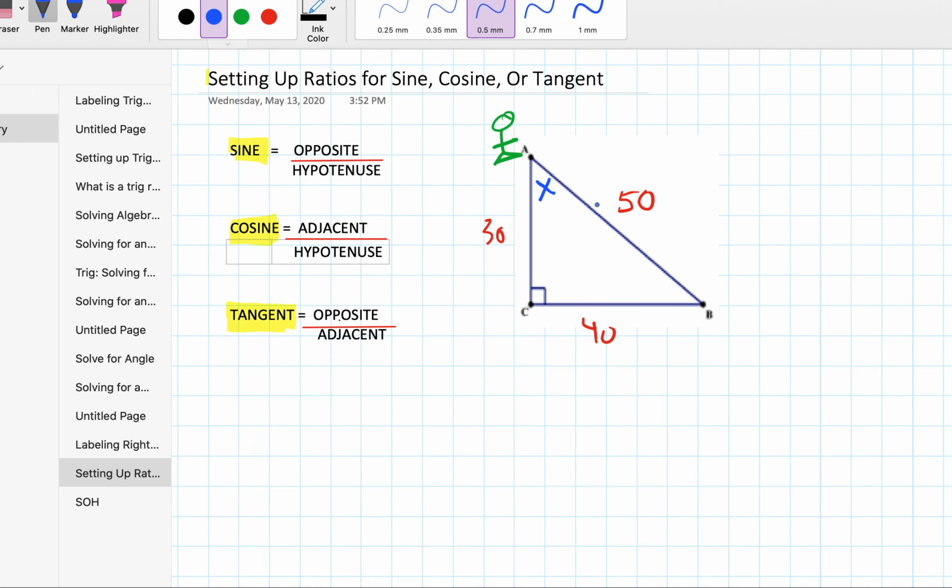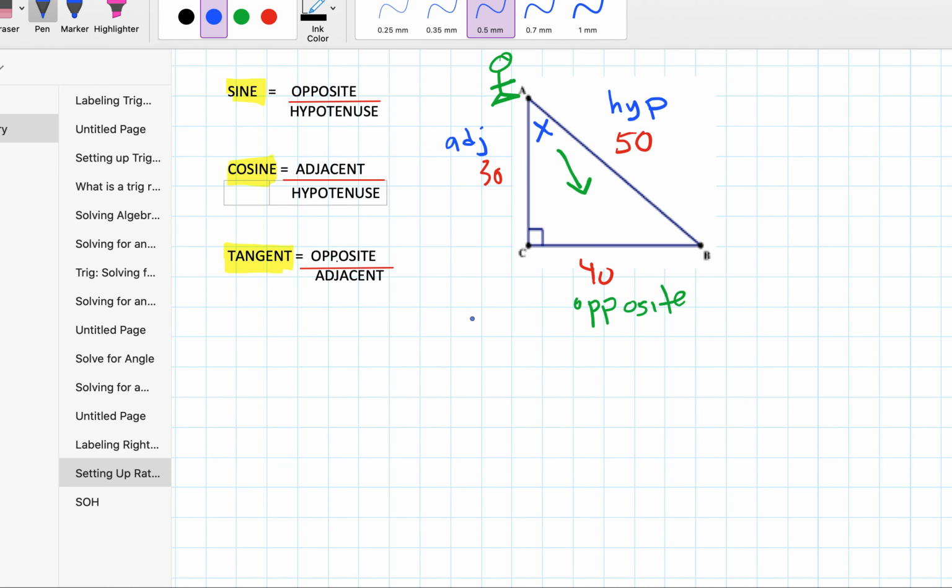So the first thing I recommended labeling was your hypotenuse because your hypotenuse never changes. The second thing we would label is we would look at our reference angle where we're standing and label the opposite of that, which would be 40. Finally, the adjacent side is the one that's left over. It's the one next to the reference angle. Adjacent sort of means next to. So you could just label the one left over as adjacent. You really don't need to remember that, but it might help. So now we can begin to do our references and set up our ratios.